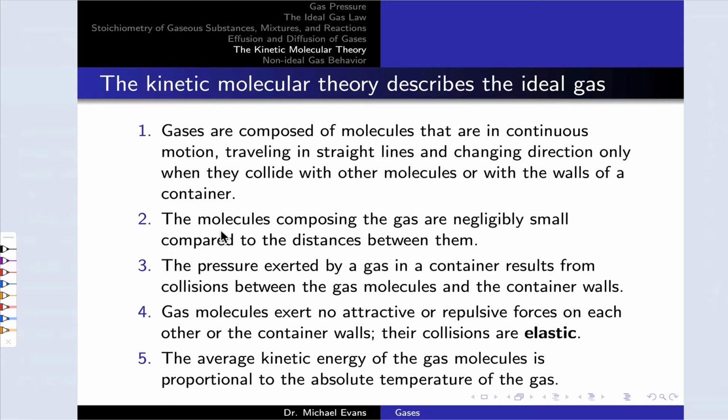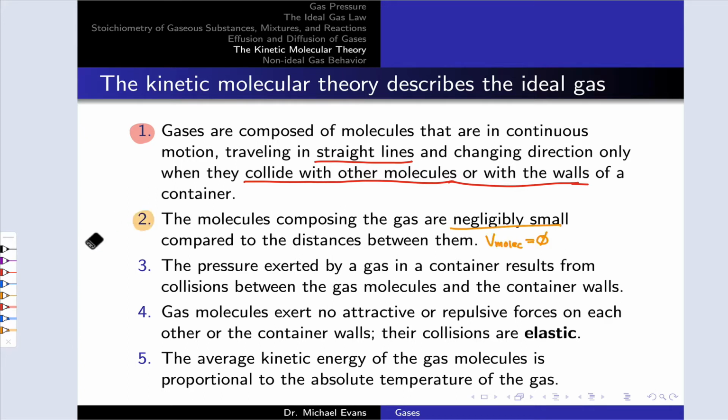There are 5. And the first one is that gases are composed of molecules that are in continuous motion. They are in constant motion. They never stop moving. They travel in straight lines in accordance with Newton's laws of motion and change direction and speed only when they collide with other molecules or with the walls of the container. You can see that in the simulation.